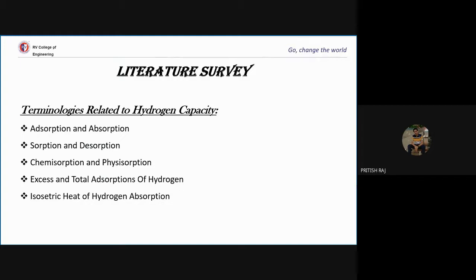Last term to understand is the isosteric heat of hydrogen adsorption. It is the amount of heat associated with the interaction energy between hydrogen molecules and the MOFs. It is generally calculated from the adsorption isotherm at two independent temperatures, mainly at 77 and 87 Kelvin. Please, next slide.